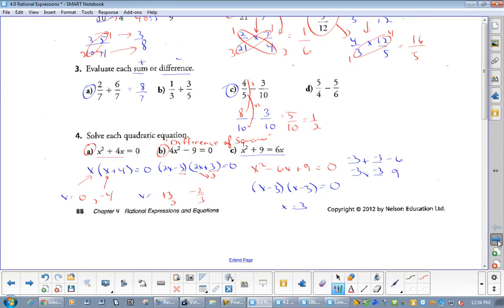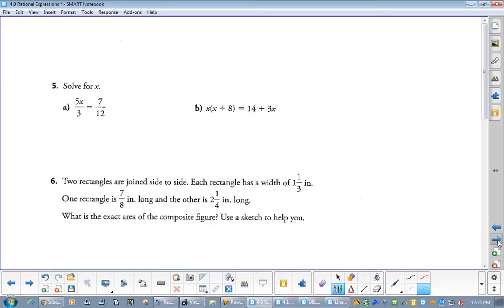Okay, so I'm just going to do this one with you. Whenever you have a ratio equaling a ratio, bring that up there, bring that up there. That's all you have to do. So 12 times 5, 60. 60x, right? Equals 3 times 7, 21.